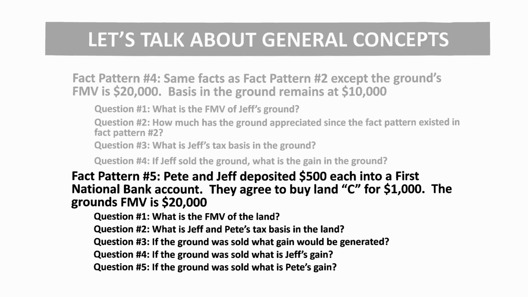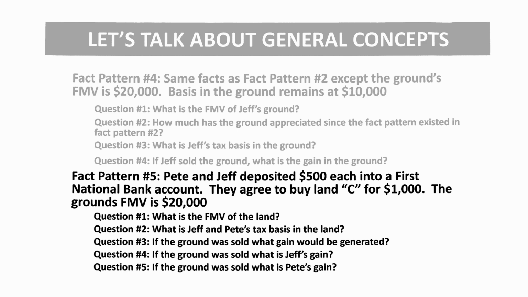Okay, what's 5 say? Pete and Jeff deposited $500 each into a First National Bank account. They agreed to buy land C for $1,000. The ground's fair market value is 20 grand. What's the fair market value of the land? 20,000. What's Jeff and Pete's tax basis in the land? 1,000.